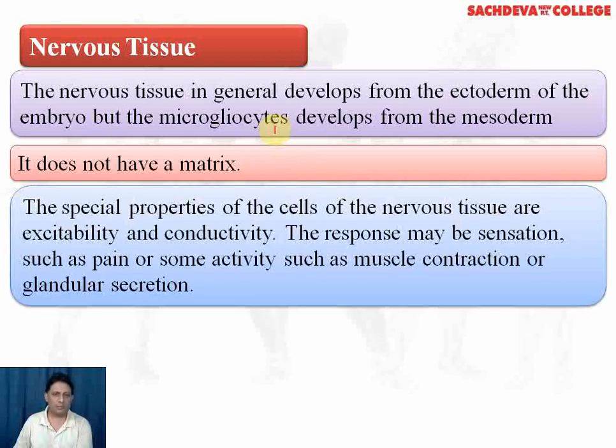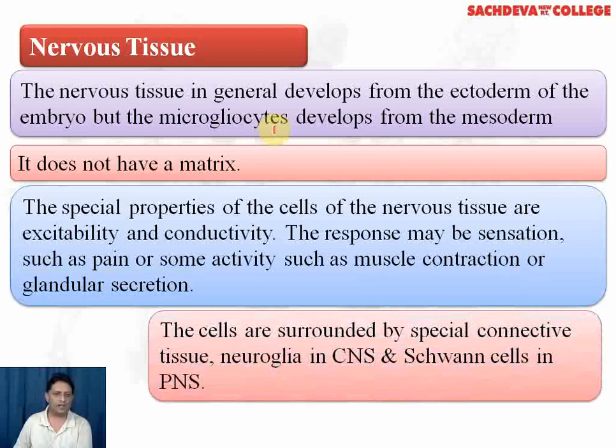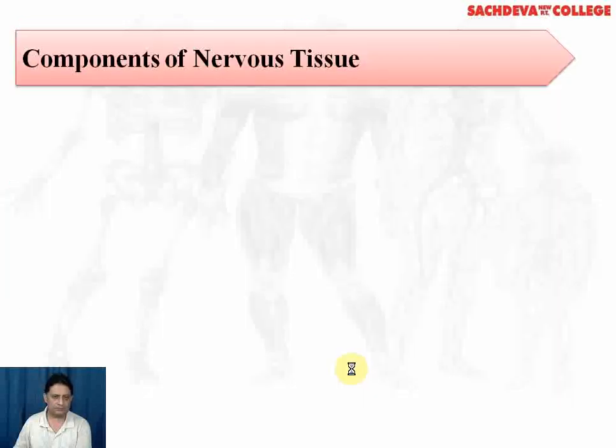The special properties of the cells of the nervous tissue are excitability and conductivity. The response may be sensation, such as pain, or some activity, such as muscle contraction or glandular secretion. The cells are surrounded by special connective tissue, which are the neuroglia in the CNS and Schwann cells in the peripheral nervous system. Coming to components of nervous tissue.